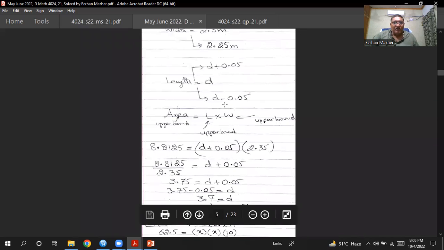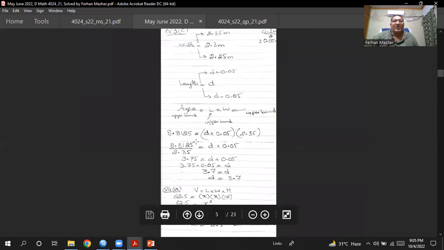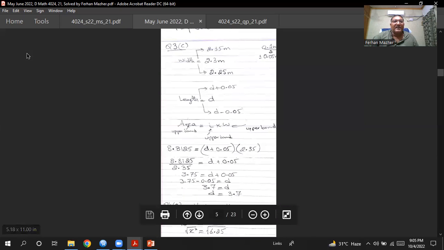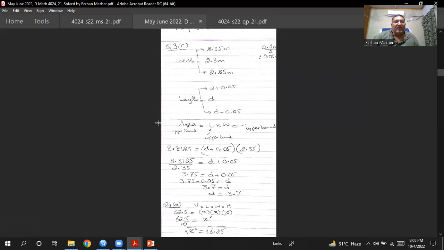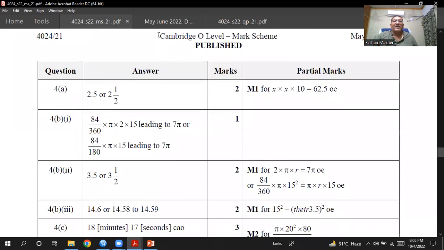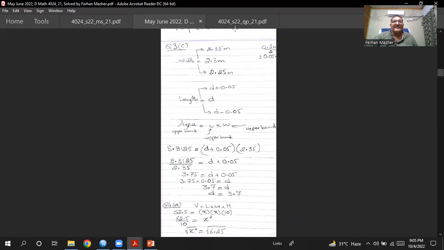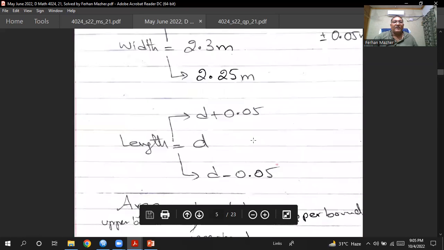Let me reduce the size so you can see the whole part done. You can see them. So the d will be 3.7. So our answer is also 3.7. Yeah, our answer is also 3.7. So from the marking scheme, I can tell you this answer is right. And we are going to the next part, and his next part is question number 4.